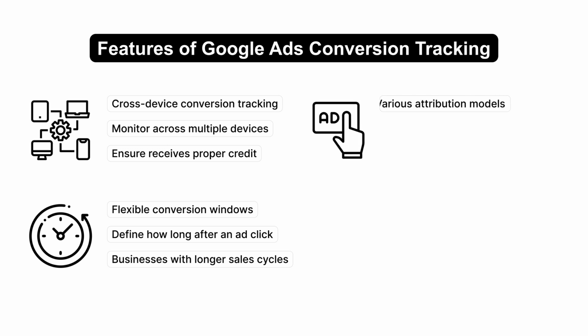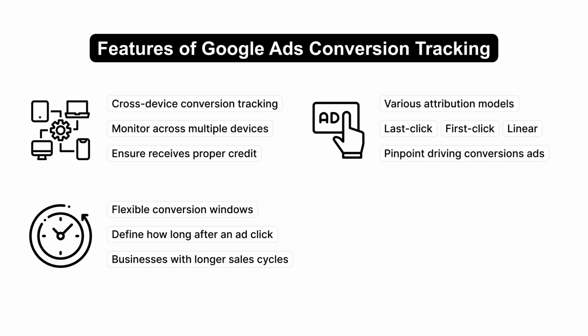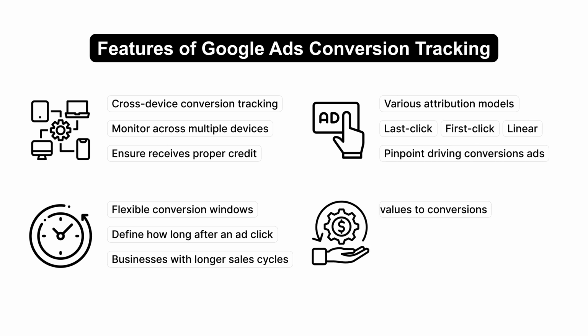Google Ads also offers various attribution models, such as last click, first click, and linear, which enable you to pinpoint which ads are truly driving conversions. Lastly, by assigning monetary values to conversions, you can accurately measure the return on investment for your ad spend.